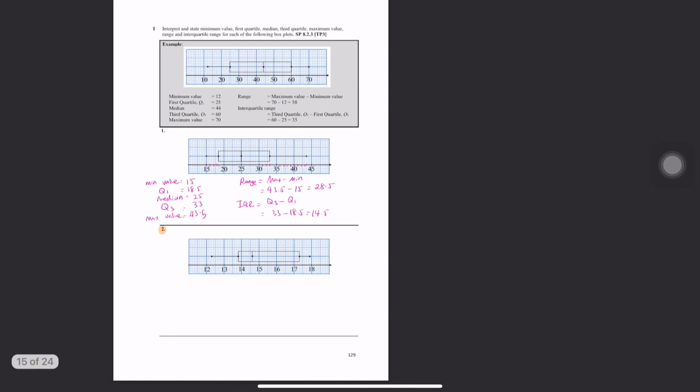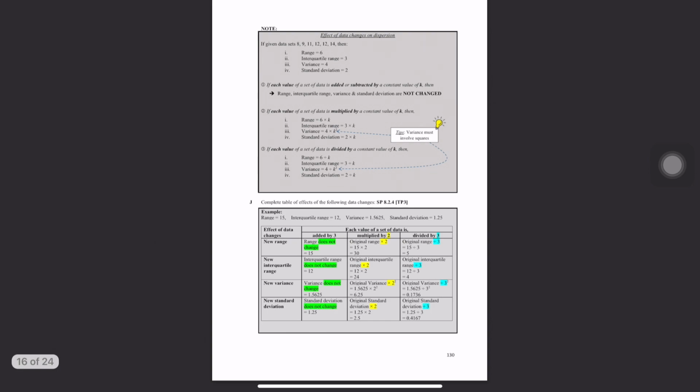So next week we're going to continue on the effect on the data if you change the dispersion. Maybe you add something or you minus something from the original data. So that's all for today.